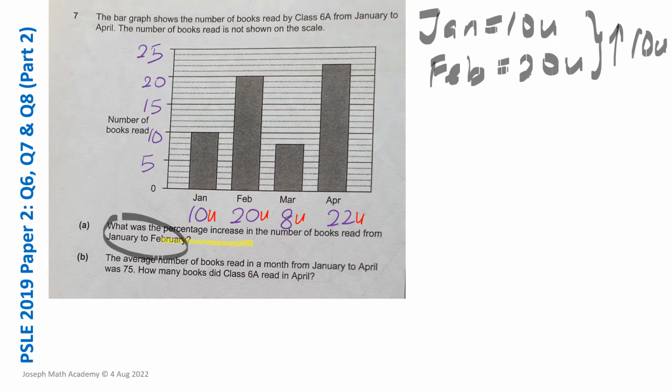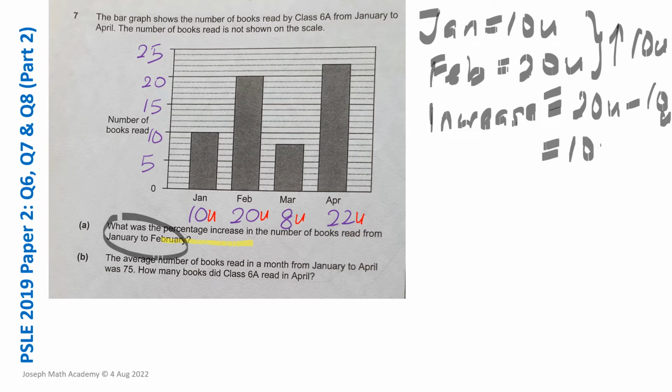How do I get that? So it's an increase because February is more than January. So increase by how much? 20 units minus 10 units. So it is actually 10 units increase. Now, to write a percentage, we have to use the numerator out of the denominator. Now, the denominator is the original 10.